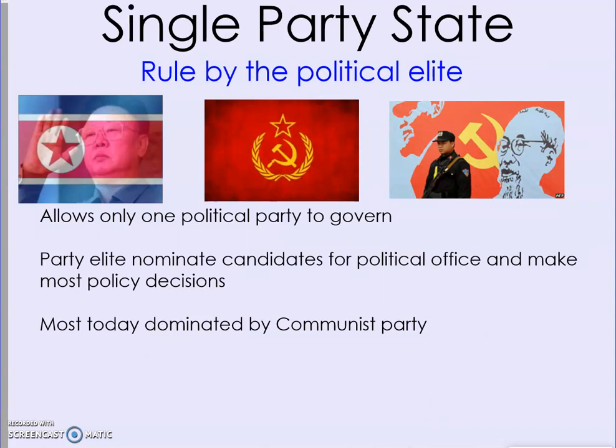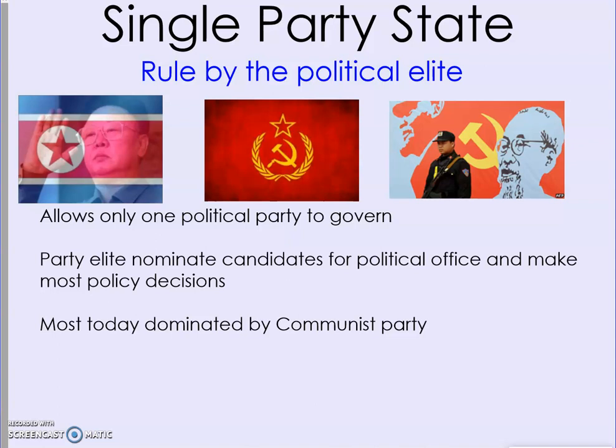Single-party states. A single-party state is going to be ruled by the political elite. In a single-party state, the Constitution only allows one political party to govern. Power is then exercised by leading members of that party who really form the nation's political elite. So a small group of people within a bigger group who have more power, typically more wealth, more education than others. And then they typically nominate candidates for public office who make most of the policy decisions.